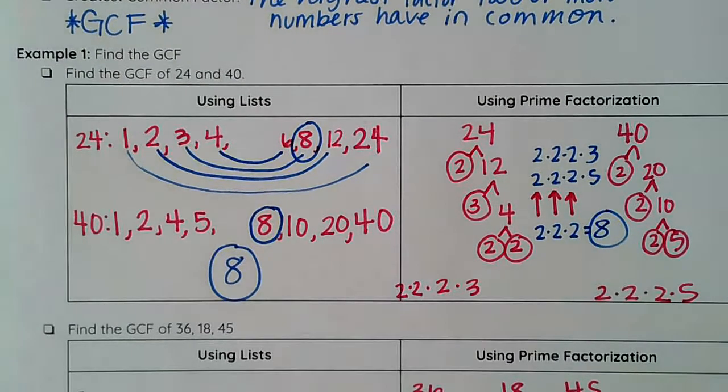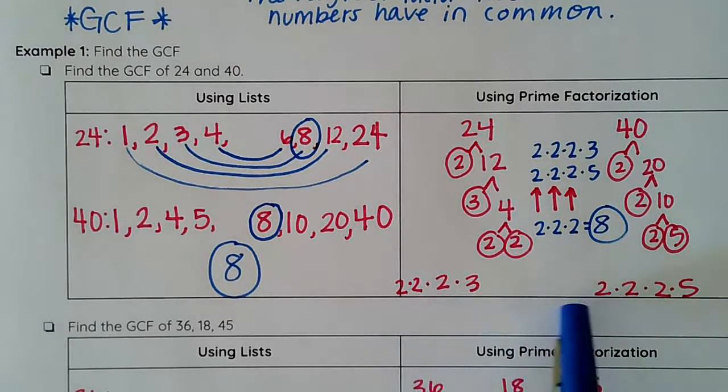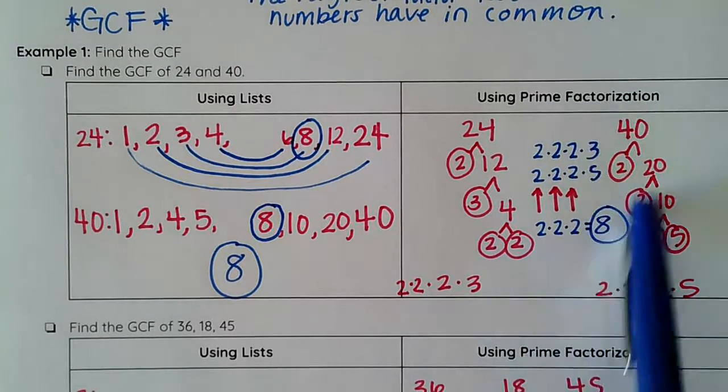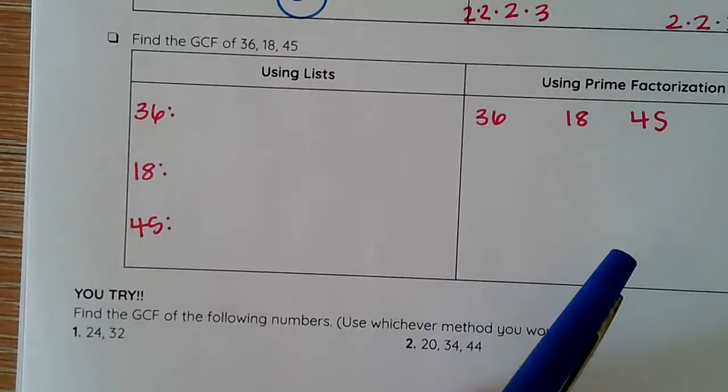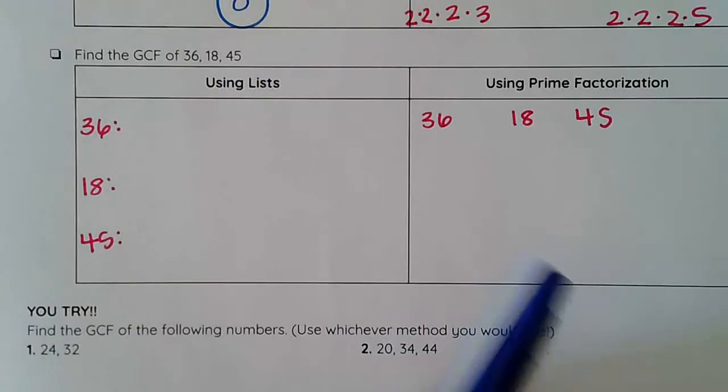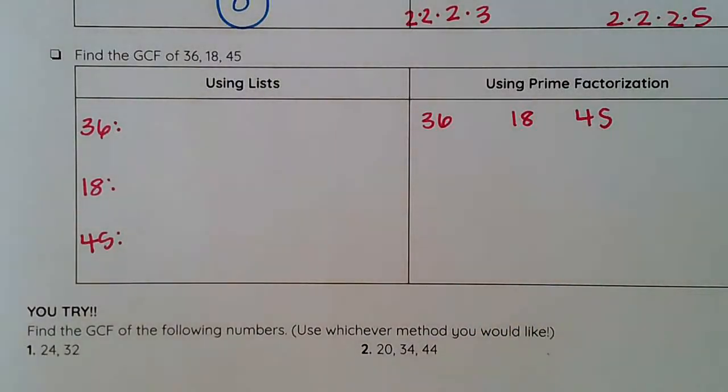So when I use my prime factorization method, I do the work towards getting the prime factorization of each of my numbers. When I've got my prime factorization, I line them up, find what they have in common, multiply those together to get my GCF. All right, so let's try it with a 3. Here we've got find the GCF of 36, 18, and 45.